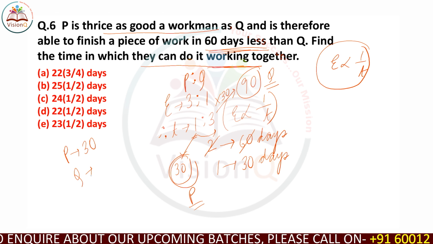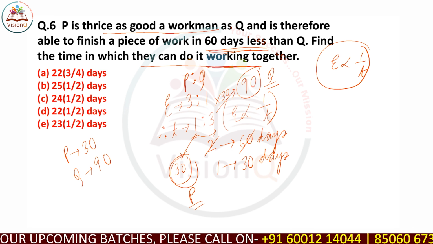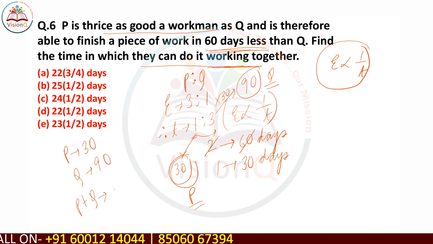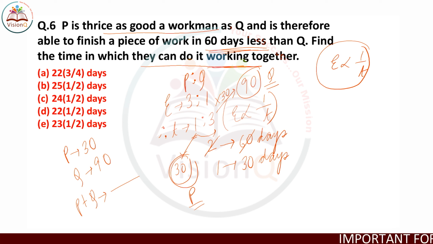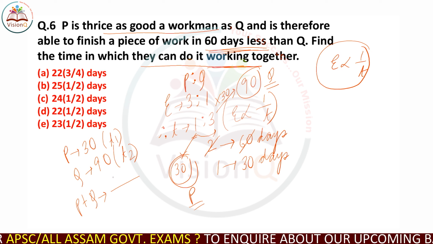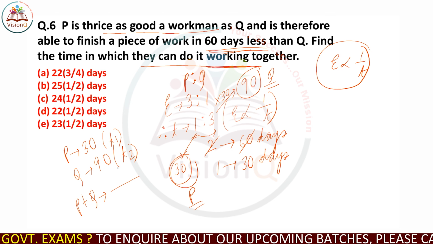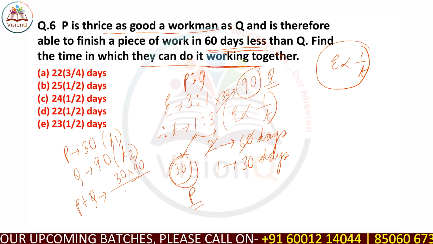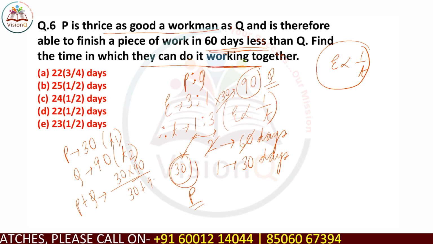Q can do the work in 90 days. It is asked to find the time taken by P plus Q, isn't it? To find the time taken by P plus Q directly, you can apply a formula. I have discussed this formula in the previous part of the last video. If P can do a work in T1 days and Q can do the same work in T2 days, then P plus Q together can do the same work in T1 into T2 divided by T1 plus T2 days.